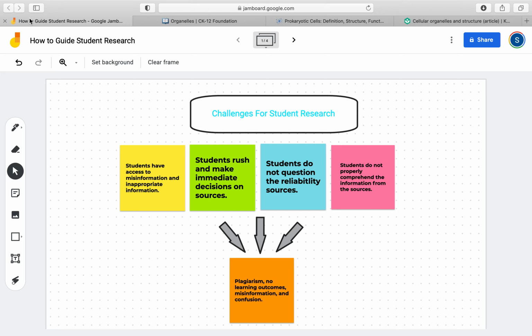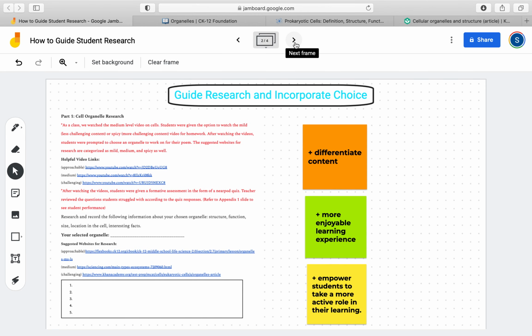So today I'm going to show you a way I guide student research using a differentiated research guide, which includes student choice. So I started doing this with my middle school students for classes who I felt needed extra supports. And this is a lesson I do with my students when we are learning about cells and cell organelles.